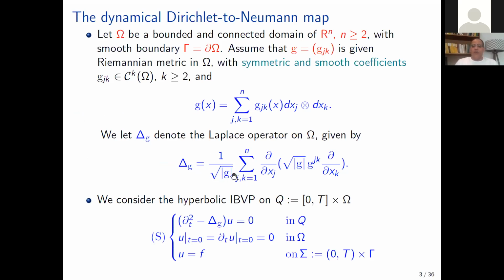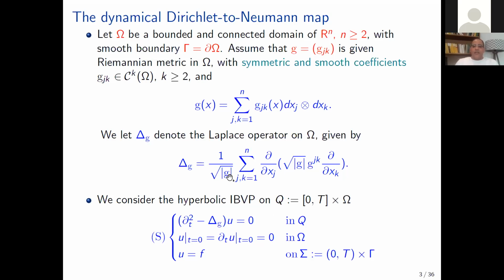Here the absolute value of G is the determinant of the metric G. And g^jk is the inverse of the matrix G. Of course, if you consider G equal identity, then here we have exactly the Laplace operator in R^n.